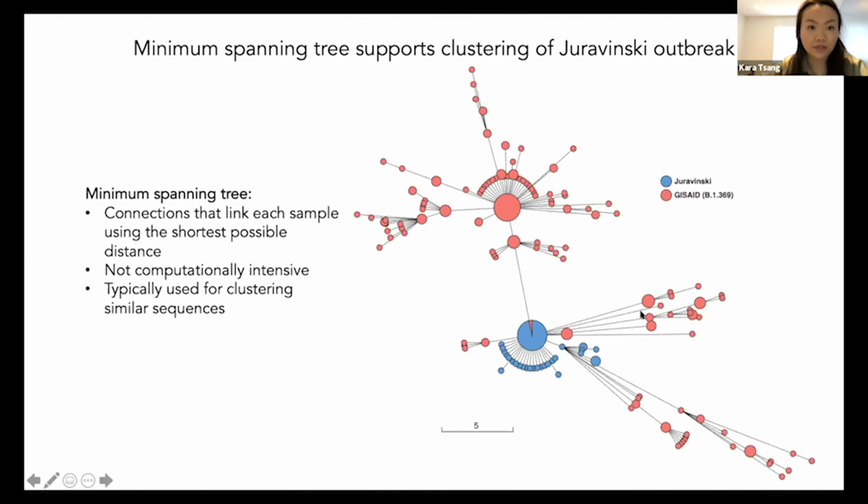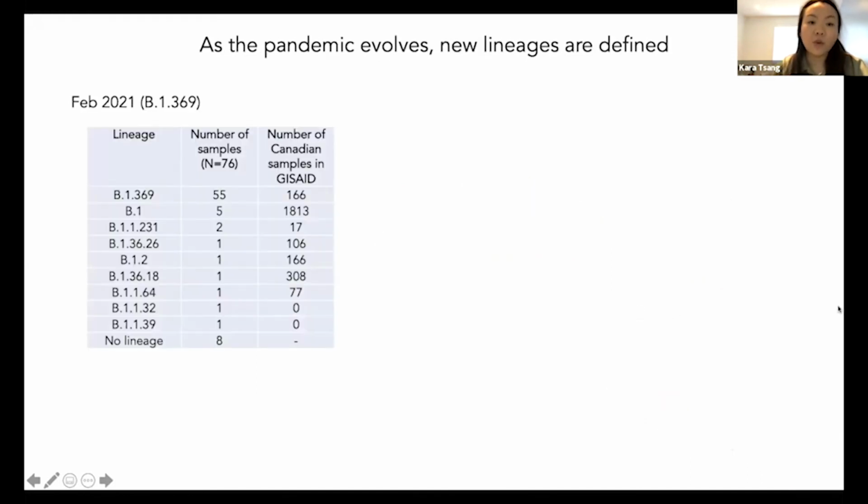Next slide, please. So up until this point, we did all of our analysis in February 2021. And so over the weekend, we wanted to refresh ourselves and learn more about this B.1.369 lineage. So we re-uploaded our samples into Pangolin, which assigns lineages. And we found, to our surprise, that the B.1.369 lineage samples were now reassigned to a new lineage called B.1.564.1.